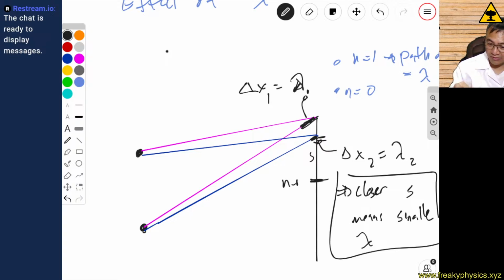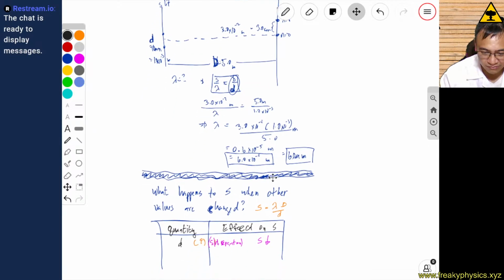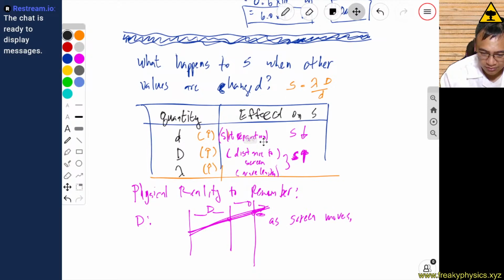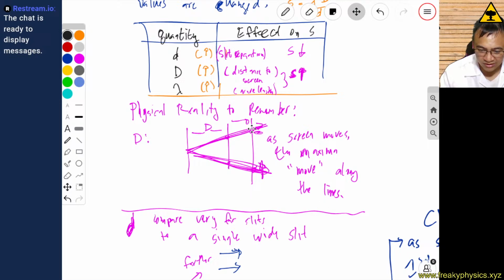Okay, the concept here is this. So let's recap that concept before we move on to the last one. Again, recapping, what does it mean to S when your other values are changed? When your D, the slit separation, increases, the effect on the fringe separation, or the separation of maxima, would be decreasing. But if your screen distance or your wavelength increases, S also increases.